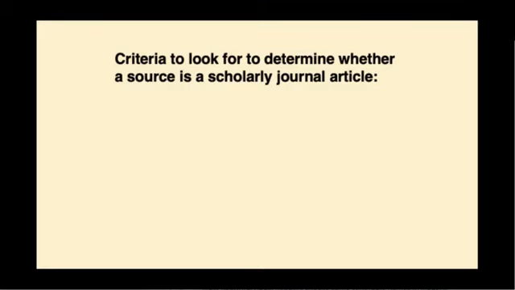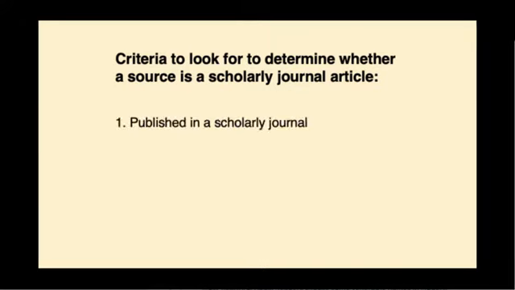Now let's talk about the most challenging part of the assignment. Even though I already showed you how to limit results to scholarly sources, many students still get confused about how to tell whether an article they found is scholarly or not. So now I want to give you 4 major criteria to look for to determine whether a source is a scholarly journal article. And the first question to ask is simply, was it published in a scholarly journal?